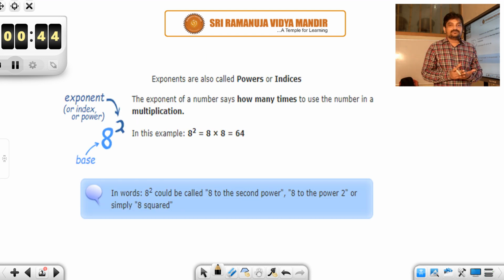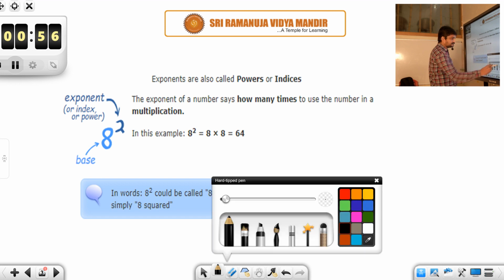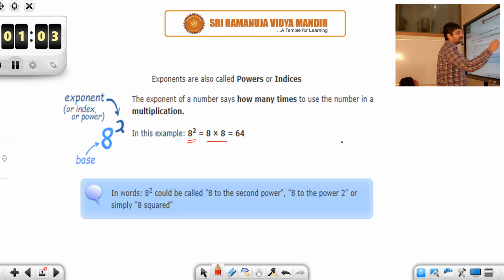What is meant by an exponent form? Exponent form or power form. That means that is a shorthand notation used for repetitive multiplication, isn't it? Here 8 square, 8 into 8. Whenever we need to multiply 8 two times, we will represent it by 8 power 2. Similarly, if you have to multiply say 4 three times with itself, then you will represent it by 4 power 3.